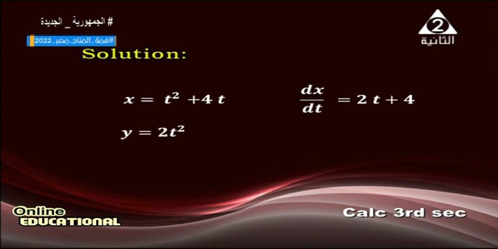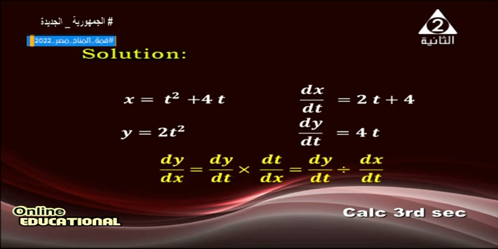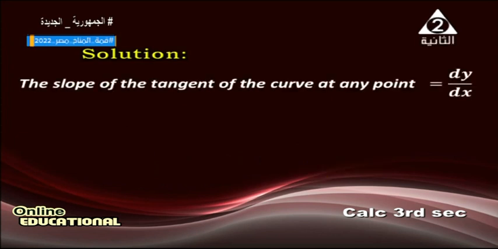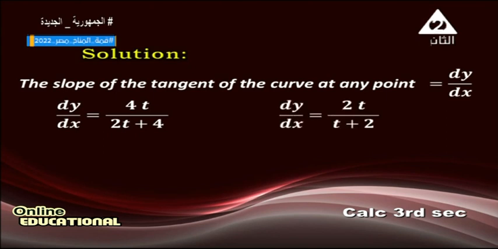And we have y equals 2t², then dy/dt equals 4t. We know that dy/dx equals dy/dt times dt/dx, or dy/dt divided by dx/dt. Then the slope of the tangent of the curve at any point equals dy/dx, which equals 4t divided by (2t + 4). We can simplify the expression, then dy/dx equals 2t over (t + 2).